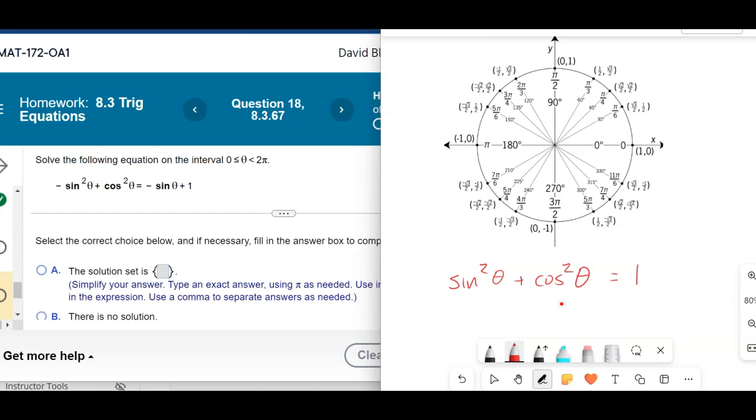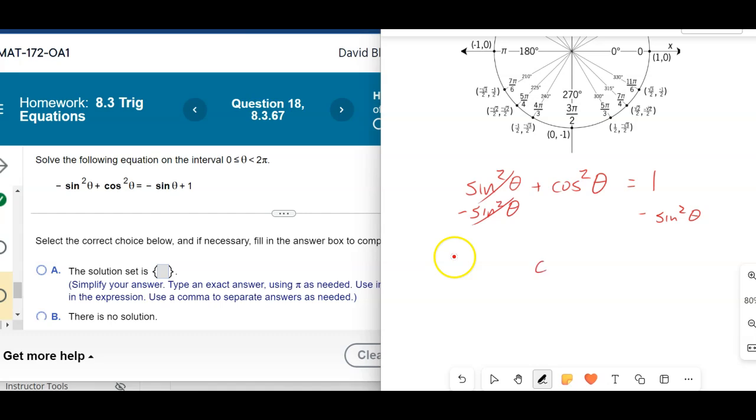So, what we're going to do is use this to change everything to either just sines or just cosines when we're given a problem like this. And because we have a sine squared and a sine, we're going to get rid of cosine squared and write it as sine squared. So the way that I'm going to do that is I'm going to subtract sine squared from the Pythagorean identity. And what we end up with is that cosine squared, which I have in this problem, is equal to 1 minus sine squared.